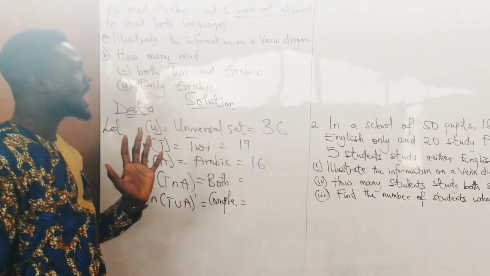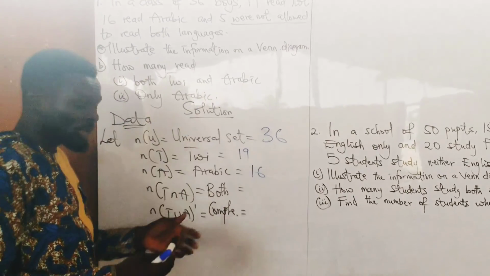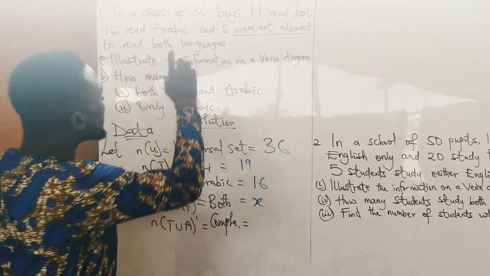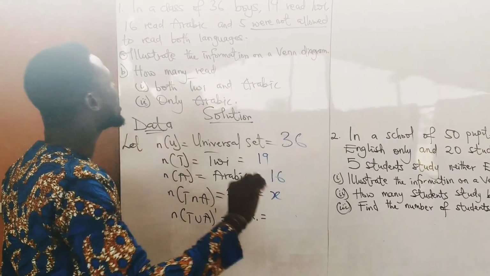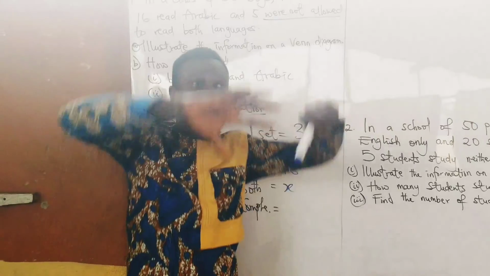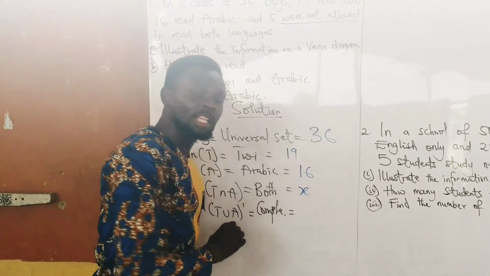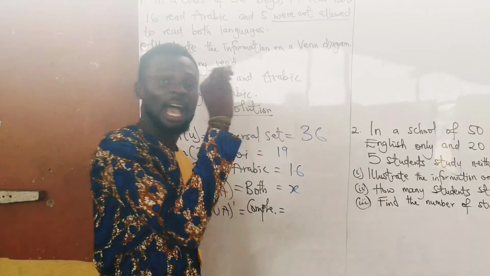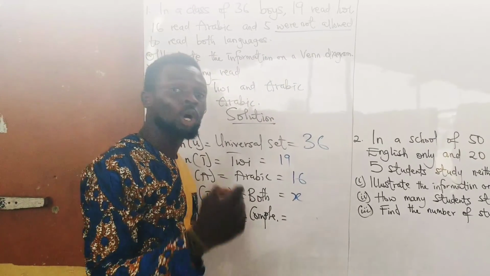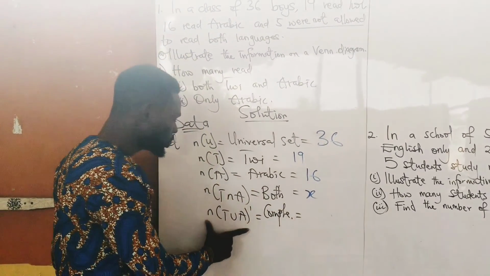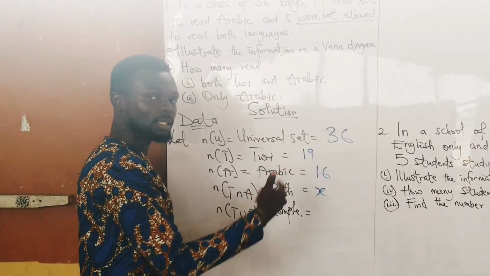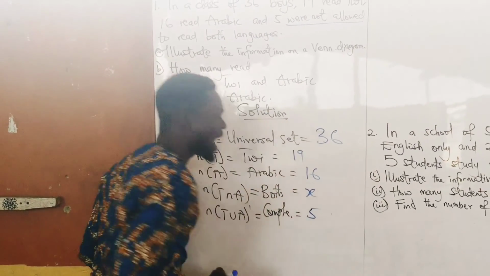From the question, they have not given us this, but we have to find it. So we are going to replace it with a variable, let's say X. Then you were told that 5 were not allowed to read both languages. They were not allowed, but they are in the class. So in a class of 36, 19 is reading Chi, 16 is reading Arabic, and 5 were reading neither Chi nor Arabic. So we call them complement. In terms of notation, we write the number T union A prime, or complement, and from the question they are 5.